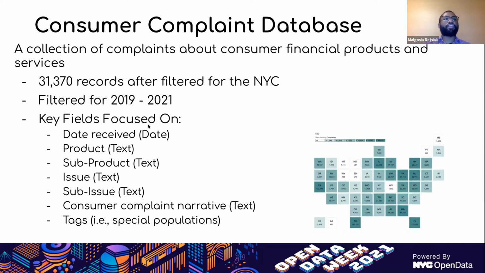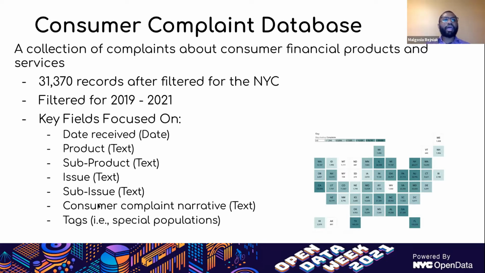Essentially the key fields that we focused on were the date it was received, and there are a couple of interesting fields here: the product, the subproduct, the issue, and the sub-issue, and we're going to dive into these more. And then there's also the consumer complaint narrative and tags. These first few, product, subproduct, issue, and sub-issue, are all text fields. Combining all of these text fields gives us a pretty good idea of the theme of a given complaint.